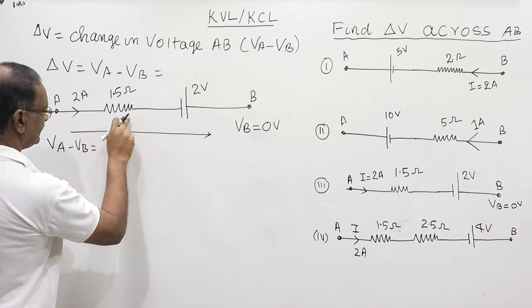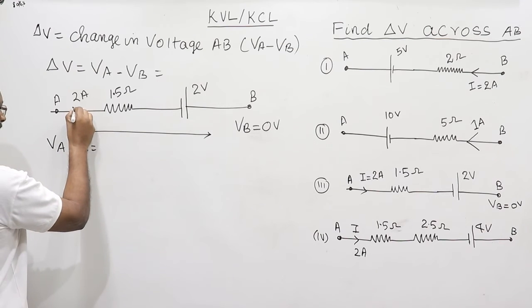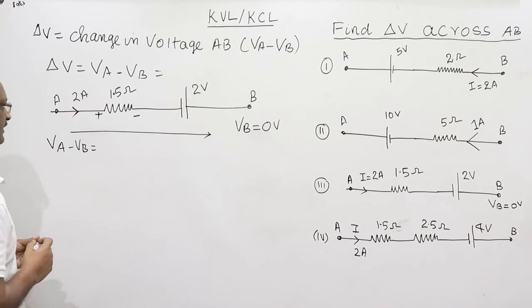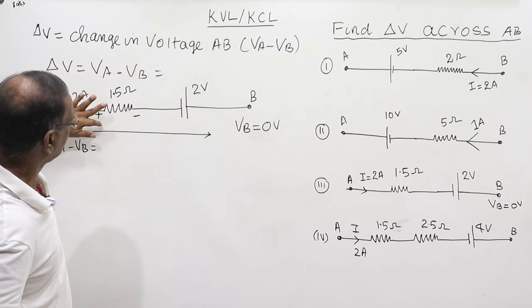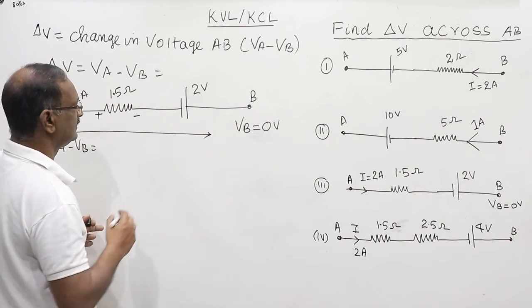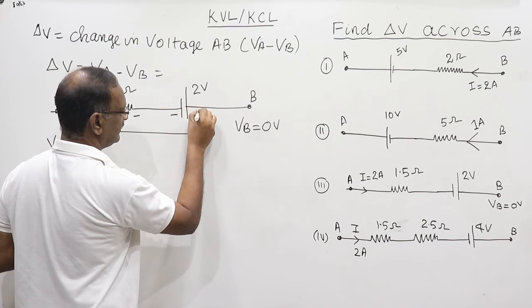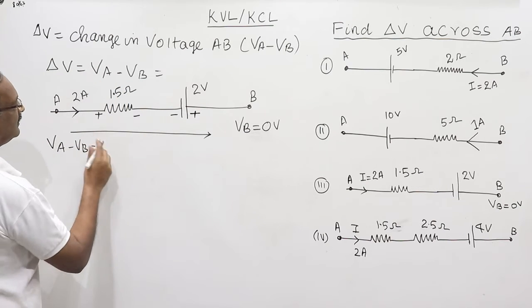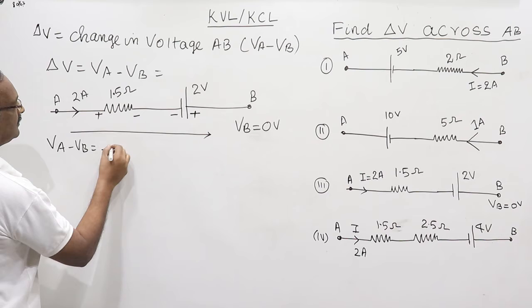We move from here, there is a resistance and the current is flowing this way. This will be at higher potential, this will be at lower potential. Since current is flowing from higher to lower potential, this is a battery, this is the negative terminal, this is the positive terminal of the battery. Since we are moving this way, this is positive voltage.